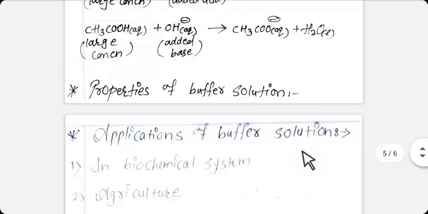The next topic is application of buffer solution. Buffer solutions have extensive application in a variety of fields, in which the first point is in biochemical systems.